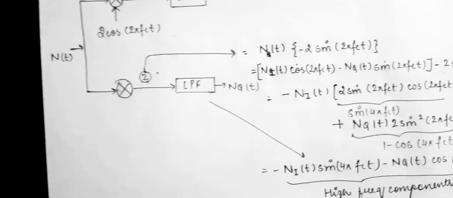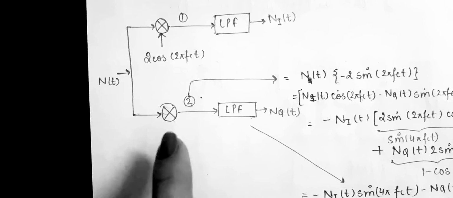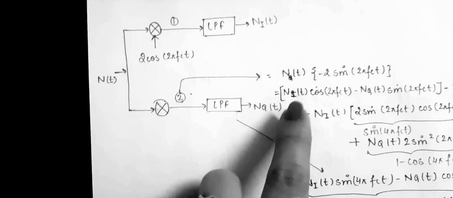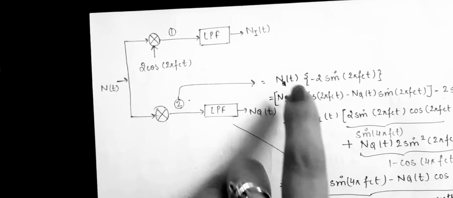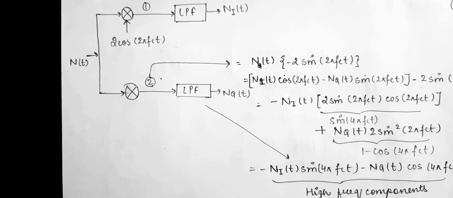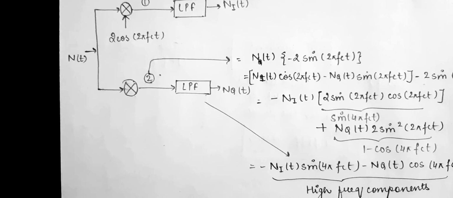First we have seen for the in-phase, now we'll see for the quadrature one. Here it is passed to minus twice of sine 2πf_ct. So we'll get over here n(t) into minus twice of sine 2πf_ct. In place of n(t) we can put n_I(t) cos 2πf_ct minus n_Q(t) sine 2πf_ct into minus twice of sine 2πf_ct.